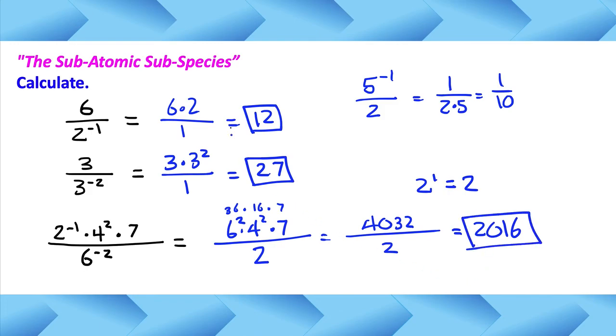All right, that is the subatomic subspecies. You basically want to take any numbers that have a negative exponent and move them to the other side of the fraction bar, because that's the rule with negative exponents. They don't want to be on that side of the fraction bar. They want to move to the other side. That's where they are happy and positive, and then you can do things with them.